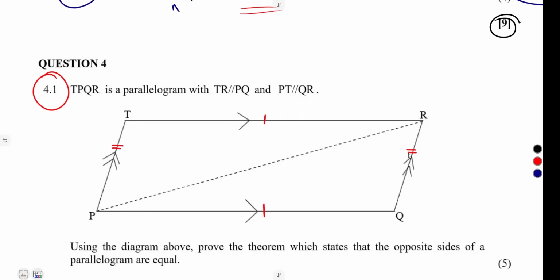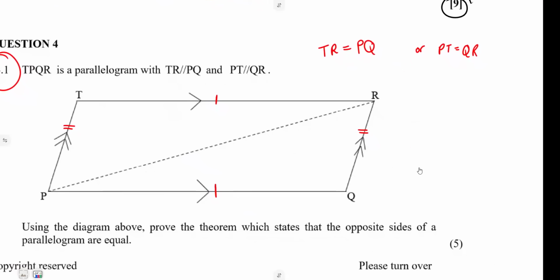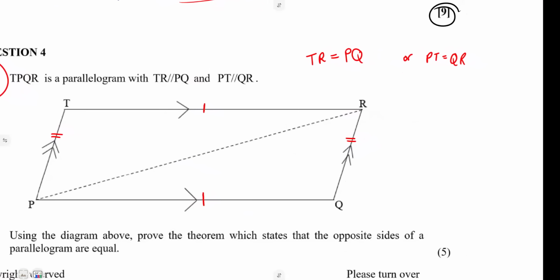All right. So either I'm going to prove that TR is equal to PQ, or we are going to prove that PT and QR, or TP and whatever you have there. PT is equal to what? QR. That is what you must prove. That is what they are saying. Opposite sides of a parallelogram are equal. So what can we do, guys? How can we prove from this?